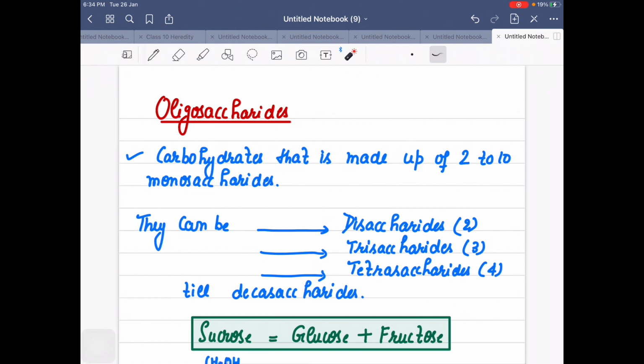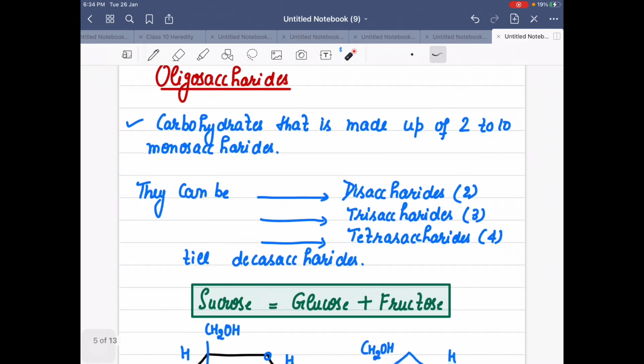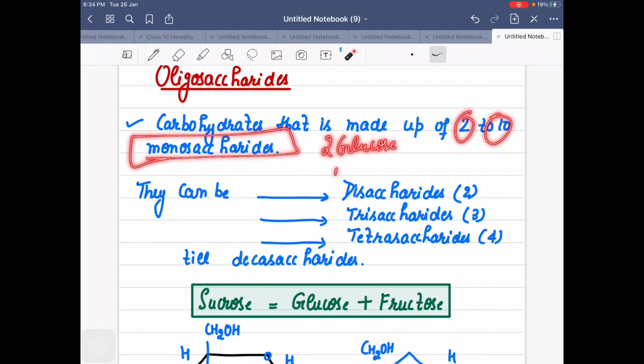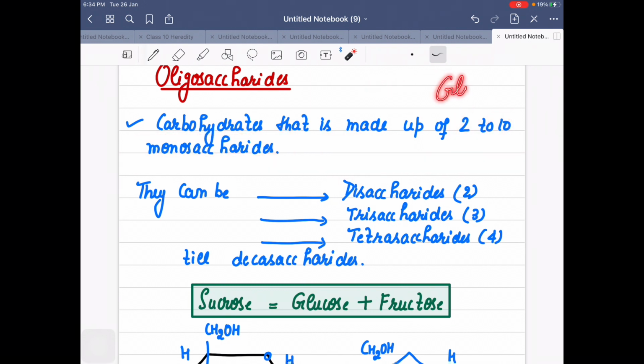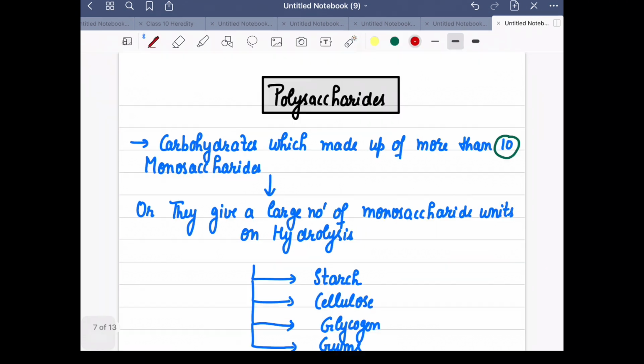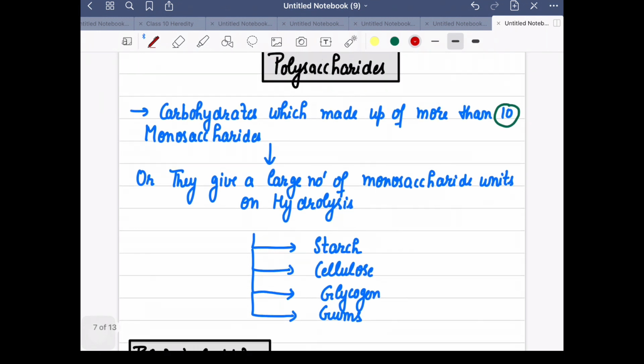Listen carefully: carbohydrates which are made up of 2 to 10 monosaccharides, suppose 2 glucose, or fructose plus glucose, or many units of glucose, these are known as oligosaccharides. They can be 2 in number, with 3 monosaccharides, with 4 monosaccharides, up to 10 monosaccharides. These were about the oligosaccharides.